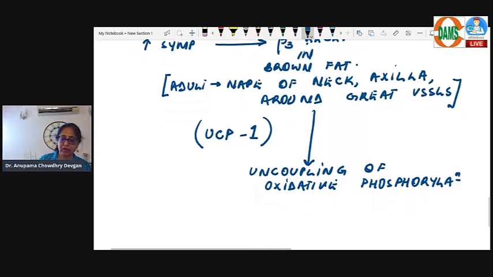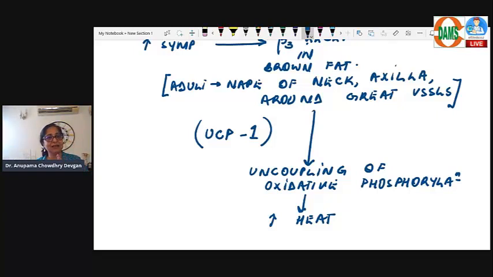So there is uncoupling of oxidative phosphorylation, and this causes an increase in heat production. Brown fat has a special protein, UCP1, uncoupling protein 1, which results in uncoupling of oxidative phosphorylation and increases the heat production. So this is non-shivering thermogenesis.